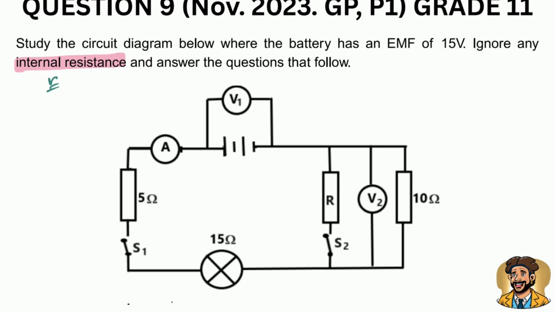But this is not the case. There is no internal resistance, and as you can see, the switches S1 and S2 are both open. Therefore, the potential difference that B1 is going to read is equal to 15 volts. There is no internal resistance, so when the switches are closed, that potential difference remains like that.